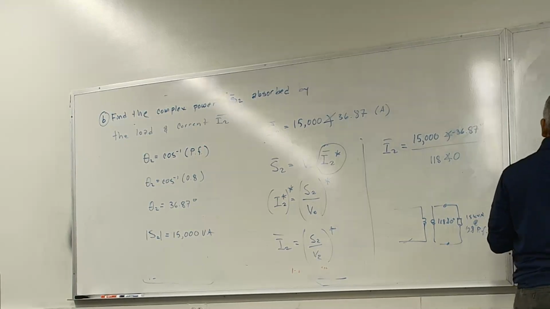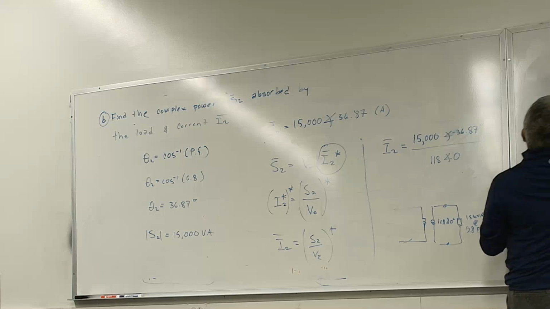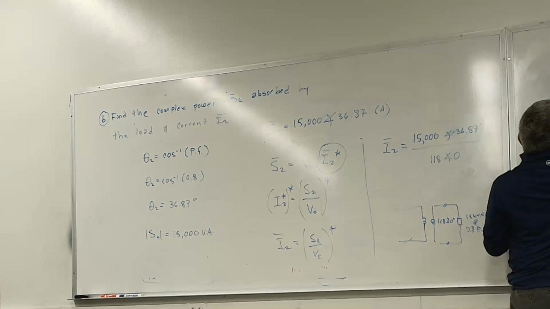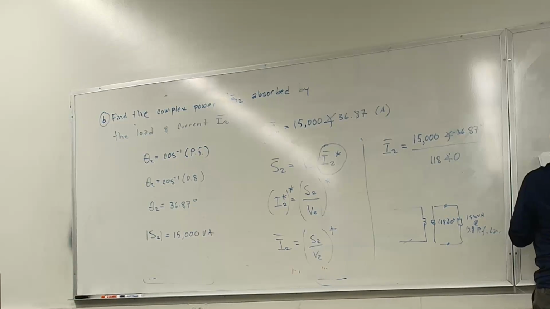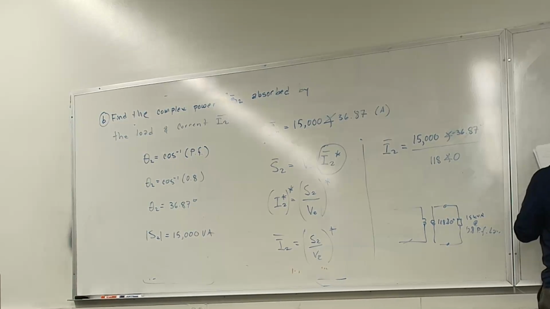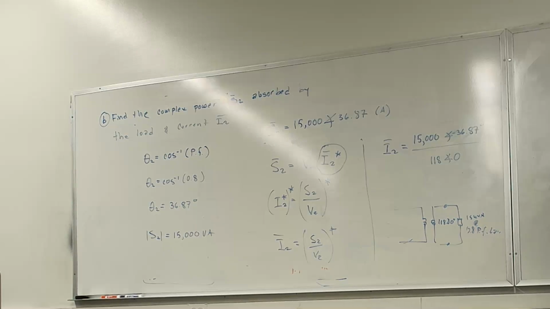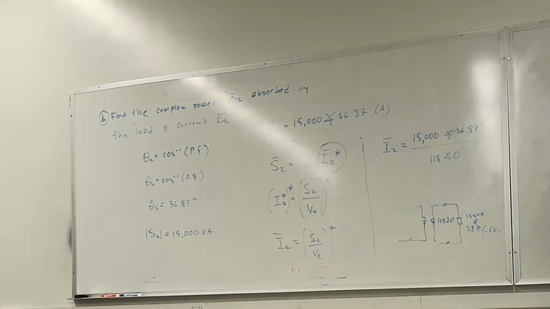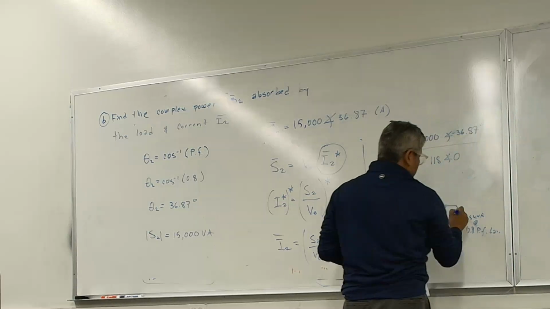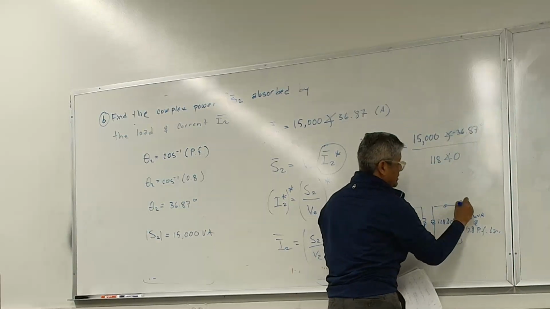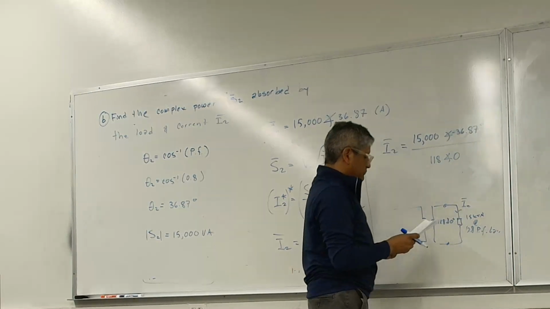What do I get? 7. I2 is equal to, sorry, 127.12. I don't know where I put this many numbers. 127.12 angle minus 36.87 degrees, and this is in amperes. So that's the current flowing here to the load, I2.